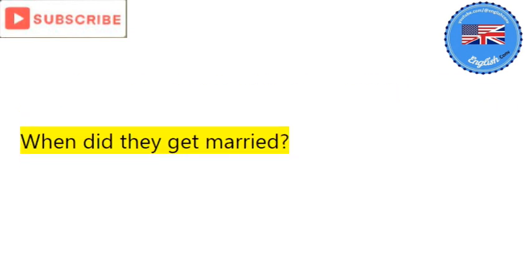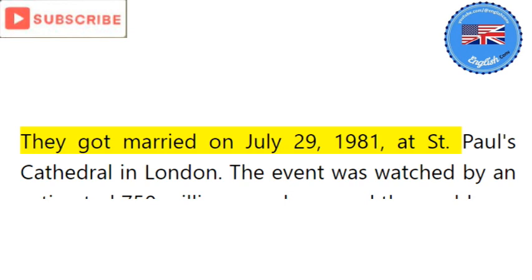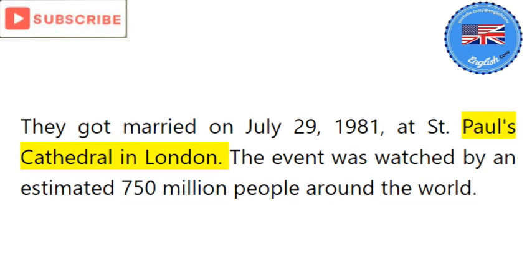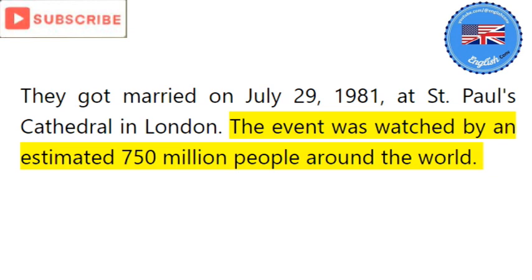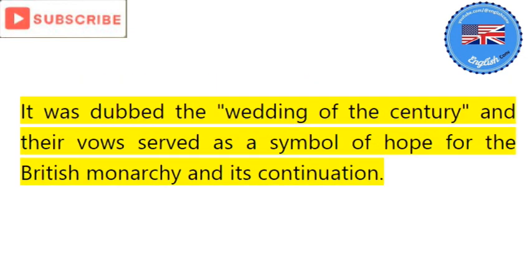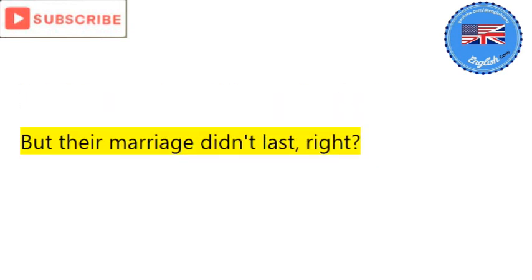When did they get married? They got married on July 29, 1981, at St. Paul's Cathedral in London. The event was watched by an estimated 750 million people around the world. It was dubbed the wedding of the century, and their vows served as a symbol of hope for the British monarchy and its continuation. But their marriage didn't last, right?